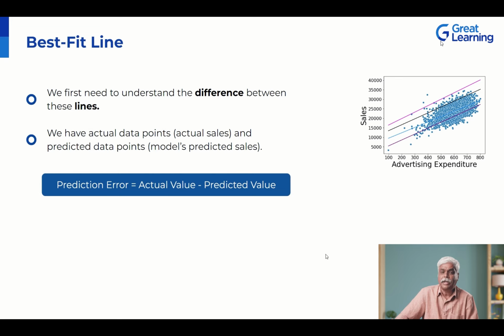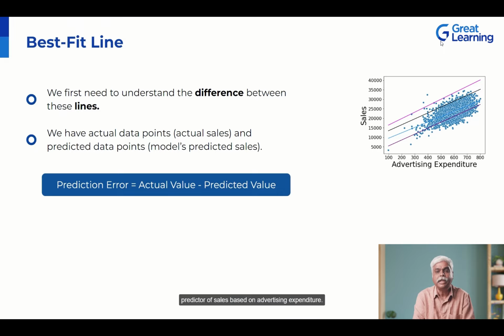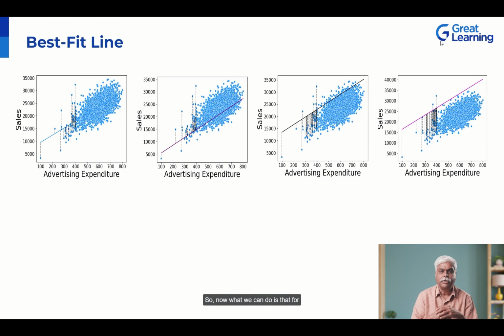This prediction error, obviously, I want to be small if I want to say that the line is a good predictor of sales based on advertising expenditure. And as we just argued, that is one of the objectives of regression, being able to predict based on inputs. So now for all the different lines that we have, I can see this difference between the point and the line. The difference between the point and the line is captured by these little perpendicular lines that you're seeing going from the point to the line.